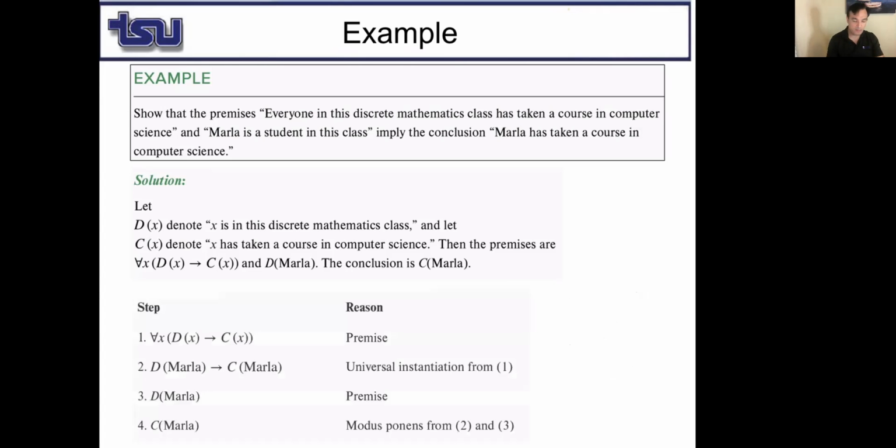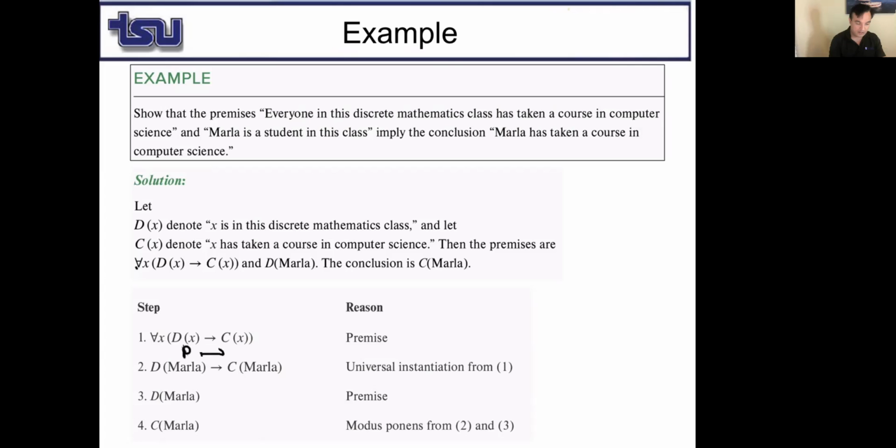It's pretty simple. We start with this premise right there, okay? If this premise is true for all x's, it must be true for Marla, clearly. And this is universal instantiation. And the second premise is D(Marla). This is true. Marla is a student. Now look from here.